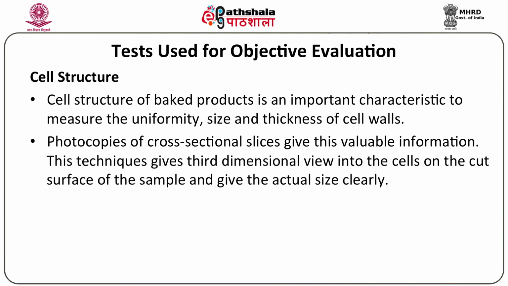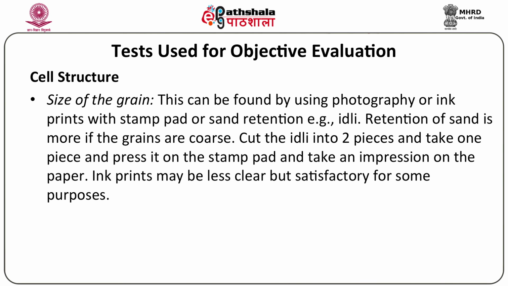Cell structure. The cell structure of baked products is an important characteristic to measure the uniformity, size and thickness of cell walls. Photocopies of cross-sectional slices give this valuable information. This technique gives a third dimensional view to the cells on the cut surface of the sample and gives the actual size clearly. The size of the grain.